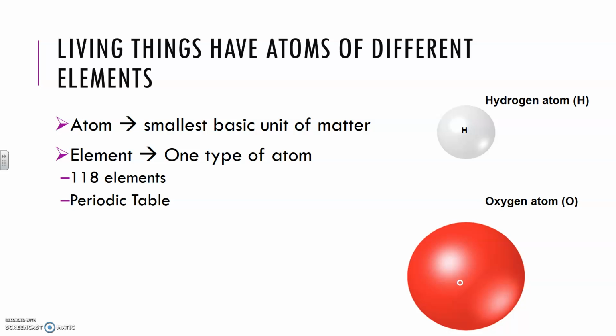Some examples of our elements here: we have hydrogen and oxygen. These are two of the very important elements that you'll find in biology all the time. This is just showing you a depiction of the two atoms. Oftentimes oxygen atoms are shown in red and hydrogen in white. Carbon is usually black, nitrogen would be blue, phosphorus is purple, and so on. But the three major ones are carbon, oxygen, and hydrogen.